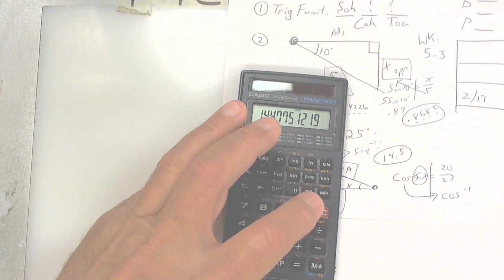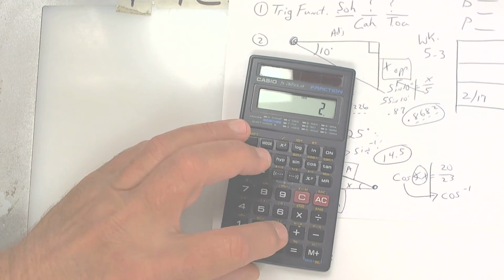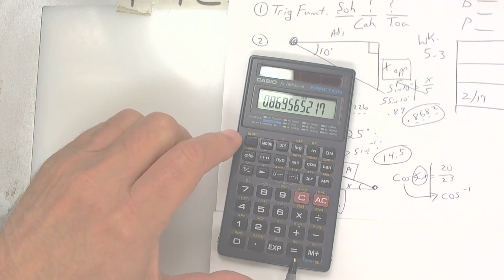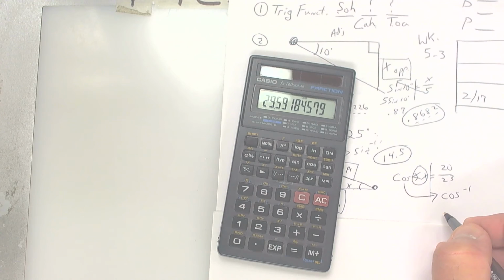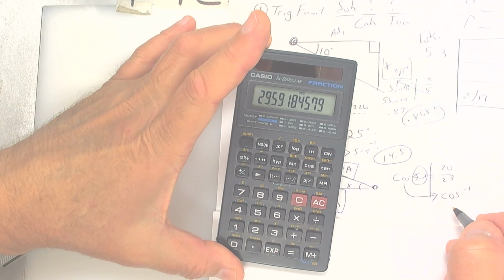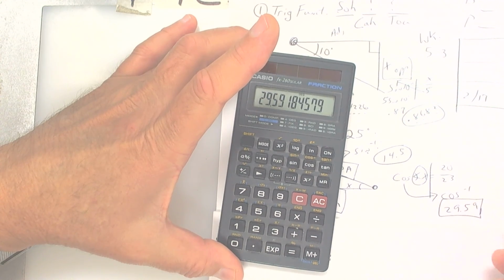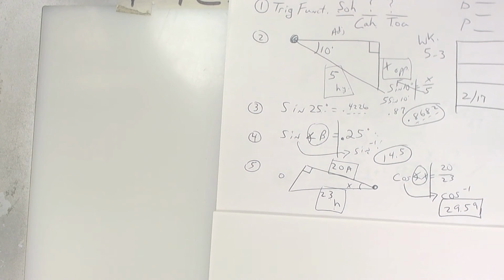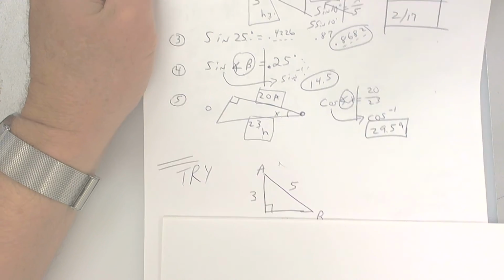So right now, press your calculator, 20 divided by 23, press equals. Make sure you press equals and then hit shift and then cosine. Make sure you can do this. So the answer on your test will be 29.59. Okay? I'm not sure when your test is. It's probably going to be sometime next week, early next week. All right, let's go on.